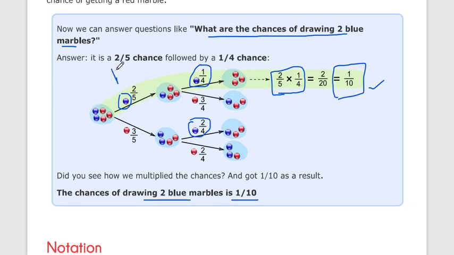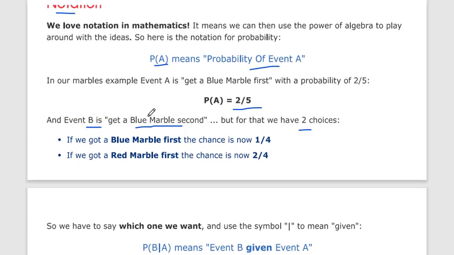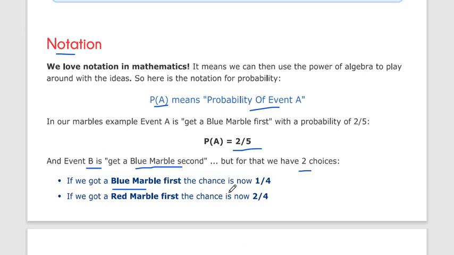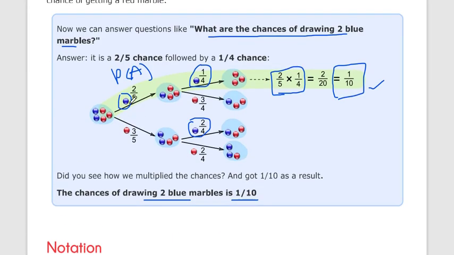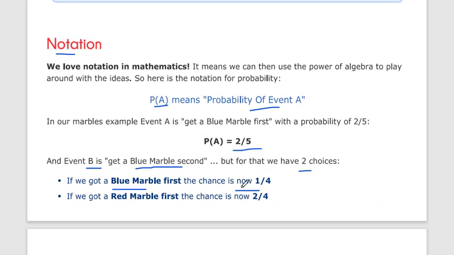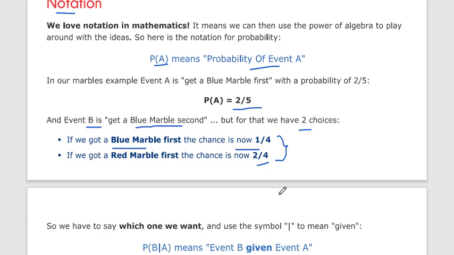First of all, this is P of A, our probability of event A, to pick up a blue marble. But our second event is also to pick up a blue marble, but there are two possibilities. If we got a blue marble first, the chances are 1 by 4. And if we got a red marble first, then the chances are 2 by 4. So we have two choices to get a blue in the second. So we have to use a symbol.